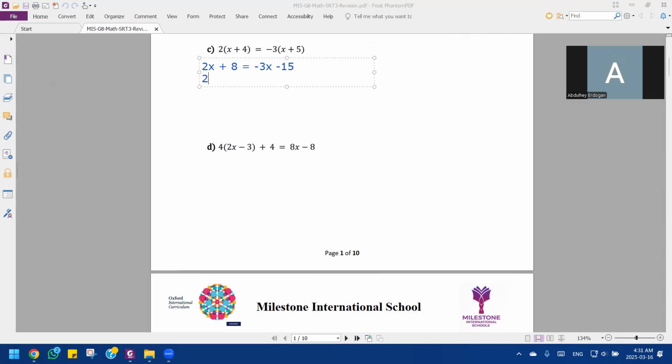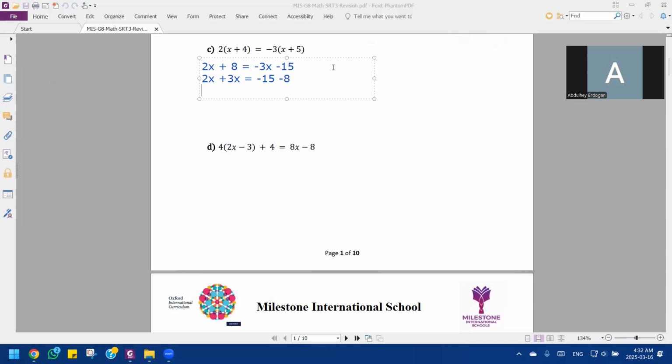So here I will have 2x plus 3x. That's why I bring minus 3x here. It becomes positive. Okay, is equal to. Now minus 15 stays the same. Now plus 8 is going to the right. So I change it. It will be minus 8.